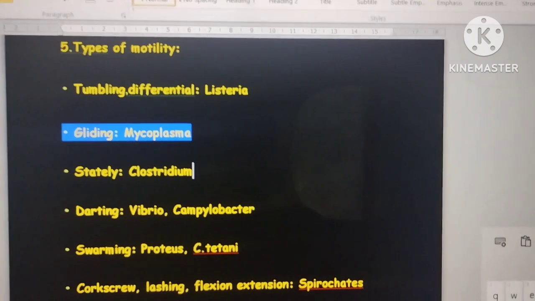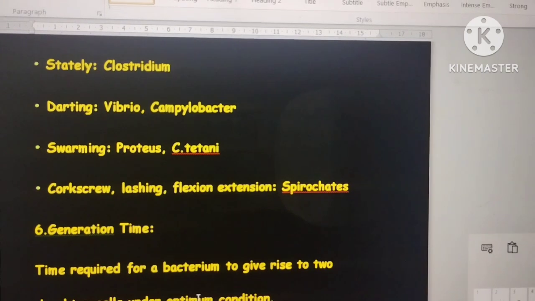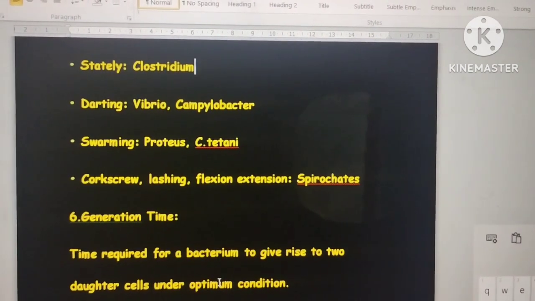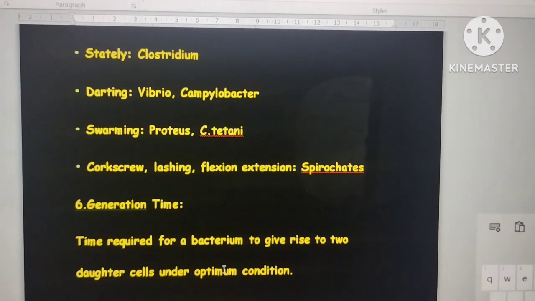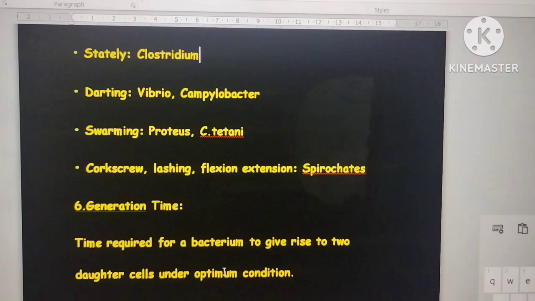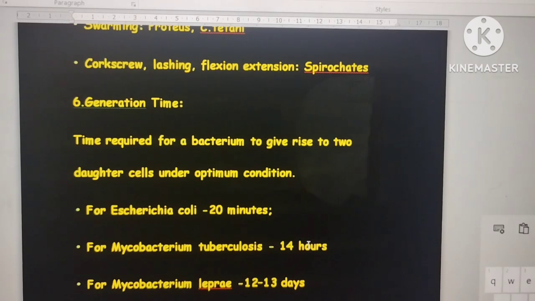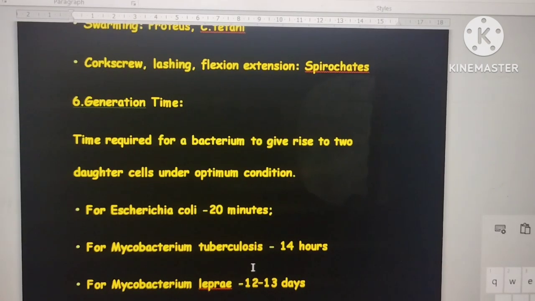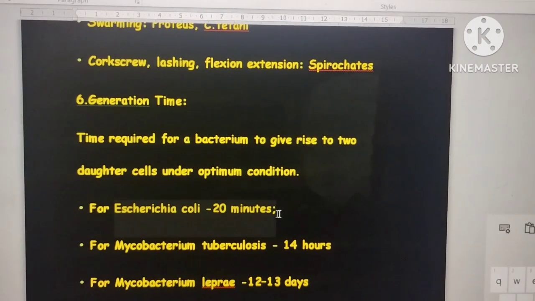Okay, thank you. So next is generation time. Generation time is the time required for the bacteria to give rise to two daughter cells. Always remember, for E. coli it is 20 minutes, for Mycobacterium tuberculosis it is 14 hours, and for Mycobacterium leprae it is 13 days. Always remember that leprae has the longest generation time. You just need to know this, and they have asked for Escherichia coli.